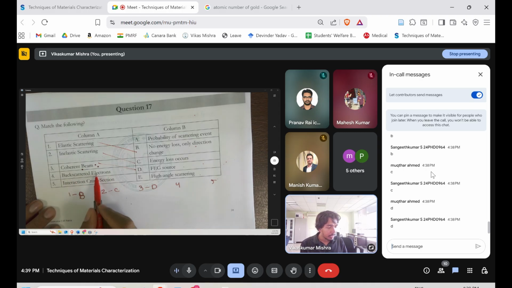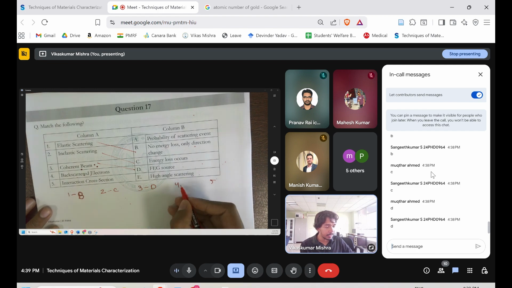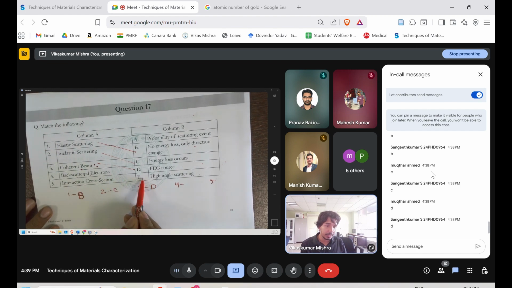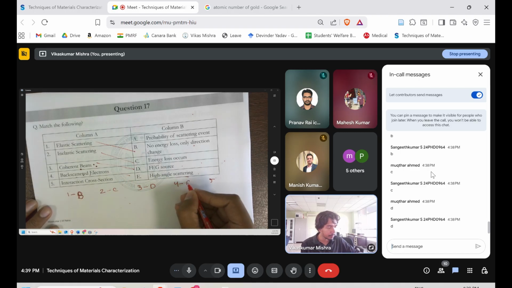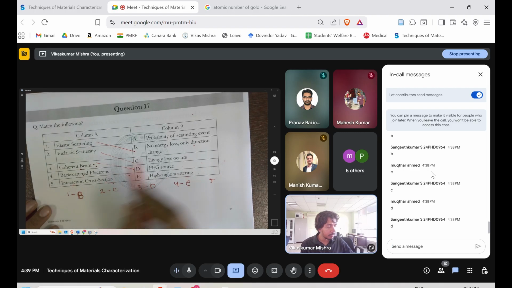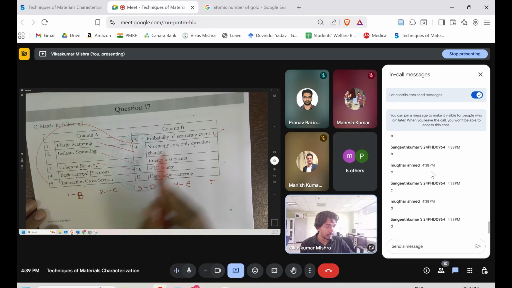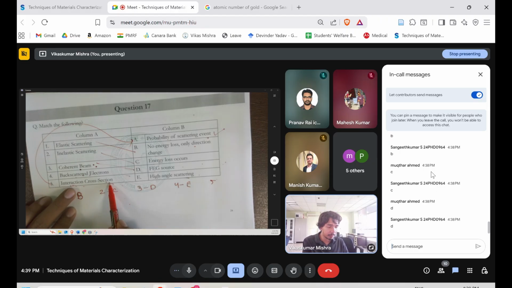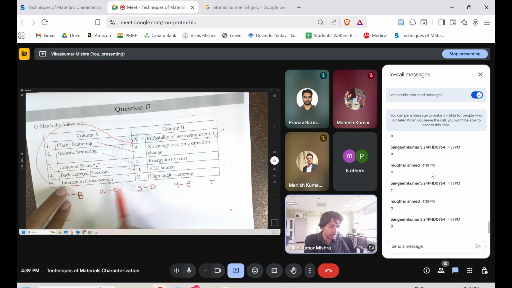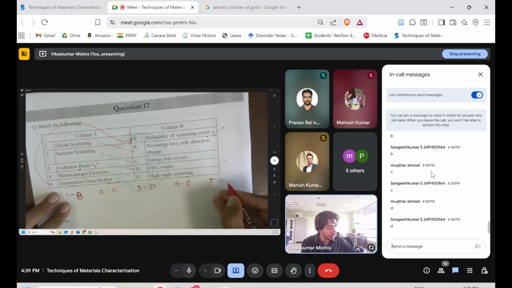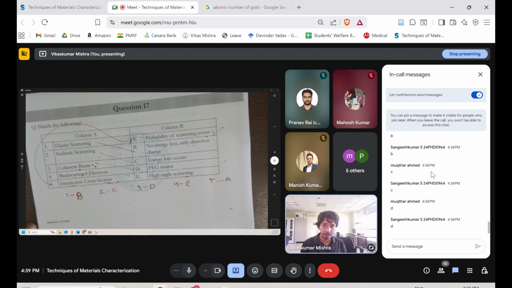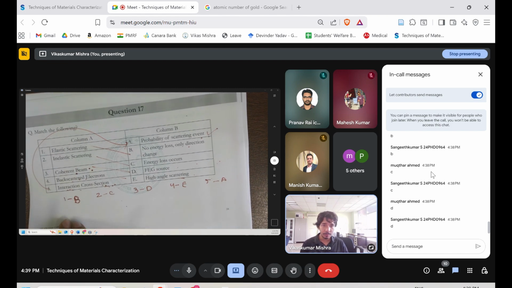Backscattered electron. What is the backscattered electron? Which one will be the right answer? The answer will be E, right? High energy scattering, high angle scattering. So high angle scattering electrons are the backscattered electrons. Interaction cross-section is nothing but the probability of the scattering event. Remember this. The more the scattering, the more the interaction cross-section. So for the fifth one, option A is the right answer. I hope it's clear. Let me know if there is any doubt.